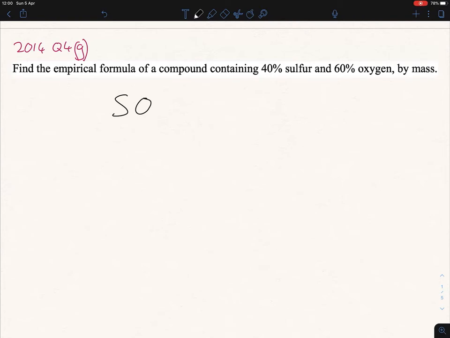So let's start off. We're going to look for sulfur first. Now, we're looking for the number of moles, and if that's the case, then the number of moles equals mass over Mr. Now in this case, the Mr is handy enough if we're going for sulfur, and that's going to be 32. How do we figure out what the mass is?